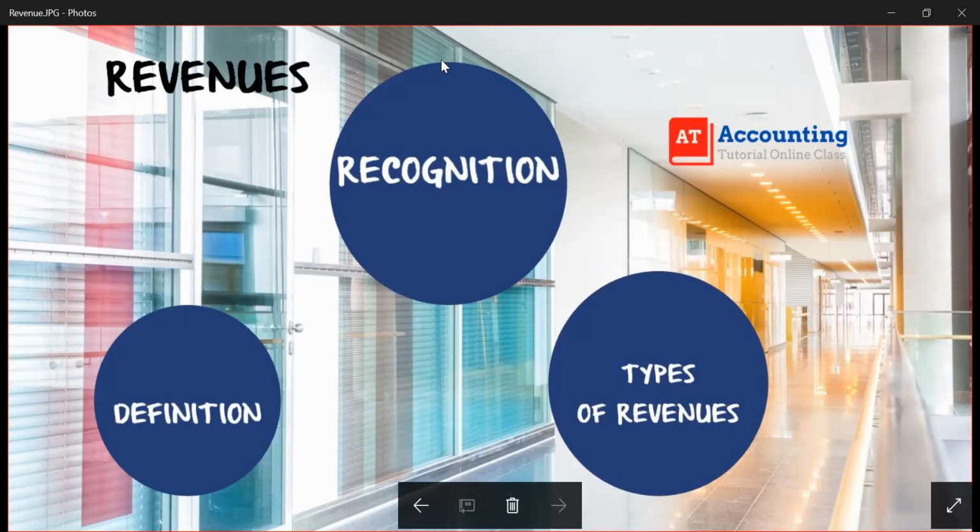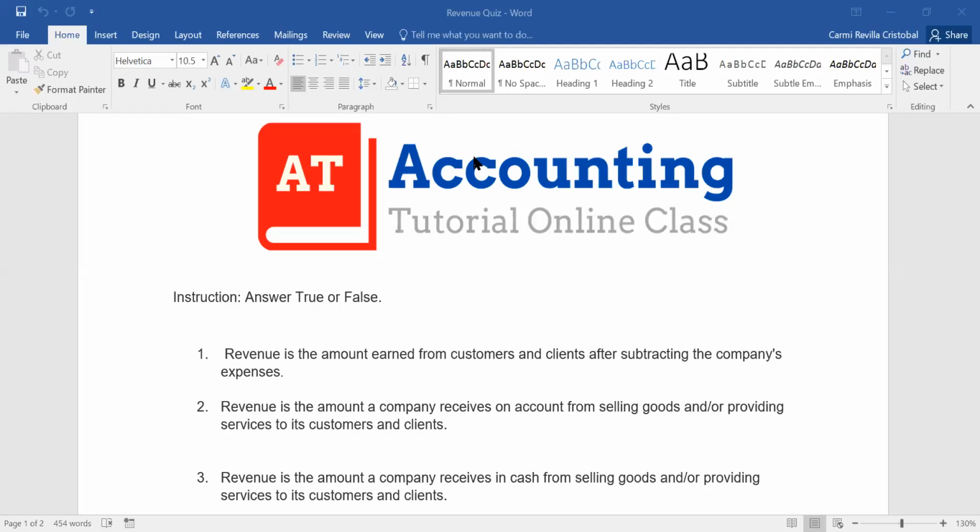Okay. Alright, so let me just share my screen. Okay, I hope you can see clearly my screen. Let's start. On this exercise, we are just going to answer true or false. Revenue is the amount earned from customers and clients after subtracting the company's expenses. True or false? The answer is false. Why? Because it says after. It should be before. Okay?